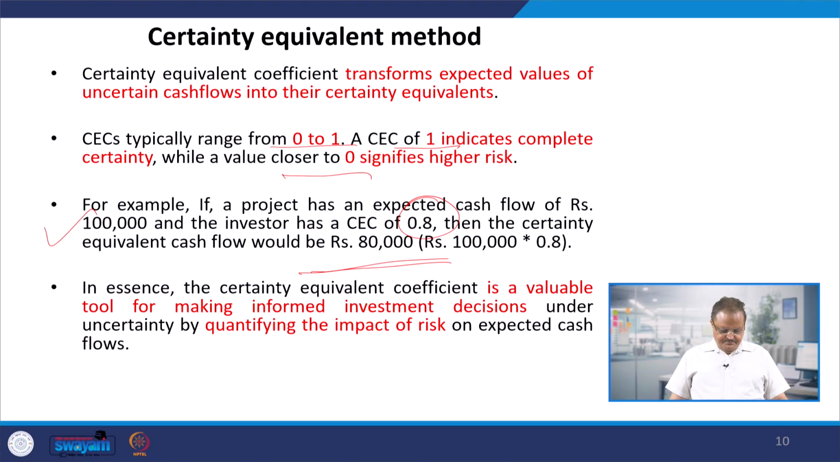So, finally, in essence, you can say that the certainty equivalent coefficient is a valuable tool for making informed investment decisions under uncertainties by quantifying the impact of the risk on the expected cash flows. So, if you are risk prone, you will wait for the outcome and you will not get influenced by any kind of certainty equivalent amount. But if you are risk averse, you would say that I will expect the certainty equivalent amount and I will not wait for the outcome of the project.